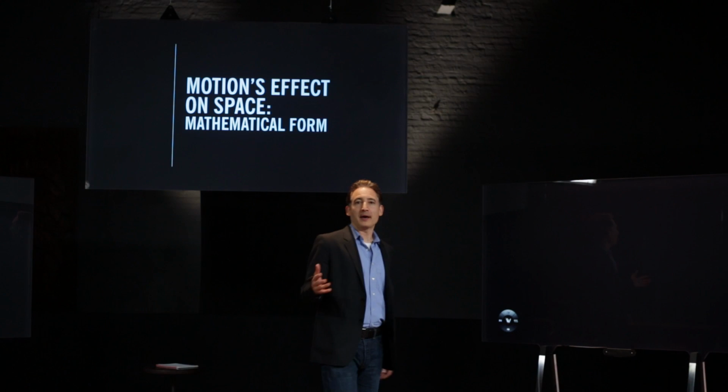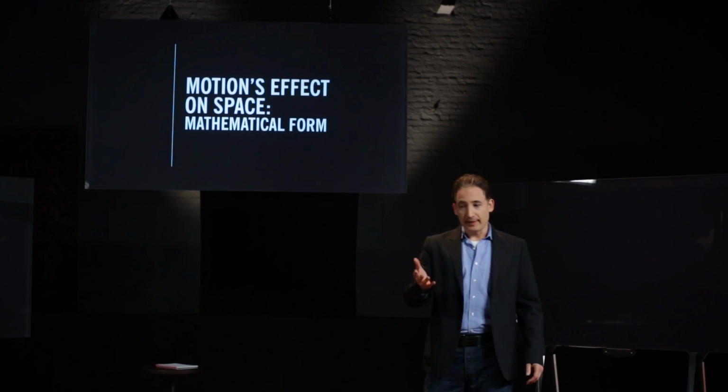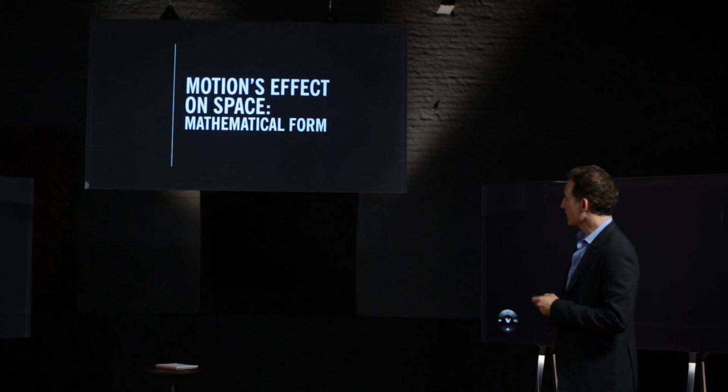Let's now work out the mathematical formula that will allow us to figure out the amount by which a moving object is shortened in its direction of motion if we know what its speed is. And what's the essential idea there?